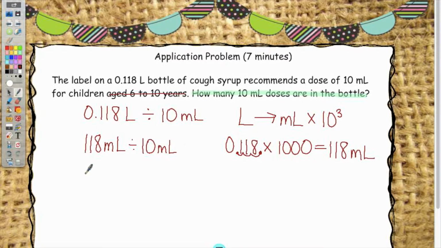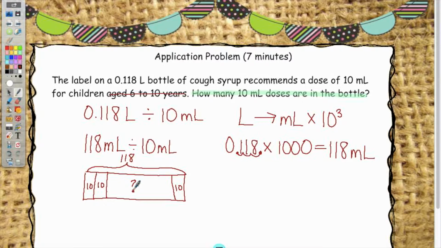Okay? Now how could I draw something for that? So each dose is going to have what? 10. But I don't know how many there are going to be, do I? I just know that each dose is going to be 10. So where's my question mark? Kind of in the middle, isn't it? Yeah. Or I don't really know how many at the end here. I could put it there. Either way.